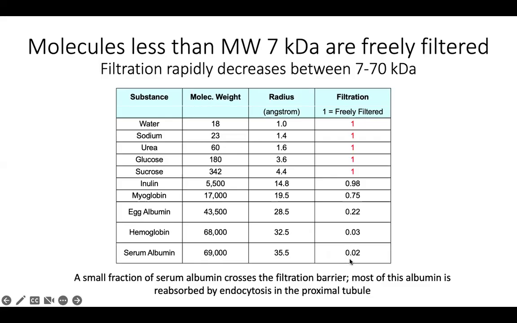So a little bit gets through: 0.02% of serum albumin gets through into the Bowman space. But most of this albumin is quickly reabsorbed by endocytosis in the proximal tubule. So most of the time, there's very little that you should detect, or even zero, on the urine test or urinalysis.